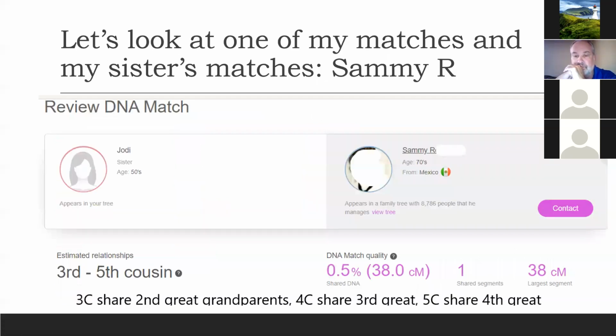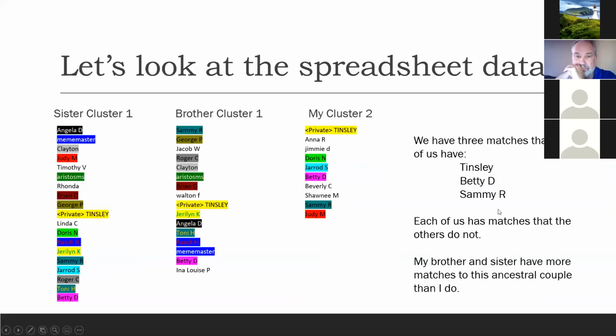So let's look at one of my matches and my sister's matches, Sammy R. Let's go back and look. Sammy R, do you see how we have Sammy R in common? My brother and my sister and I, and that's where I'm going to start. The reason is because the last name Robbins is a family name that I have. It's my grandmother's maiden name. So I'm thinking, let's go to something that I recognize right away. And let's see if all of these people potentially link back to the Robbins or an ancestral couple where Robbins married an Argabrite. And so maybe I can find out some information that way.